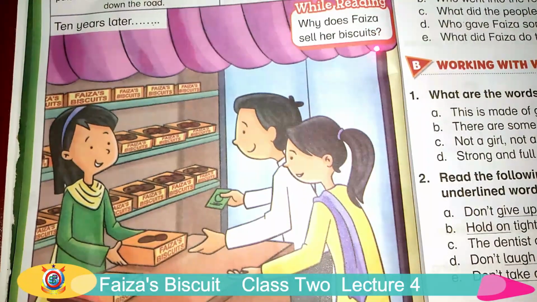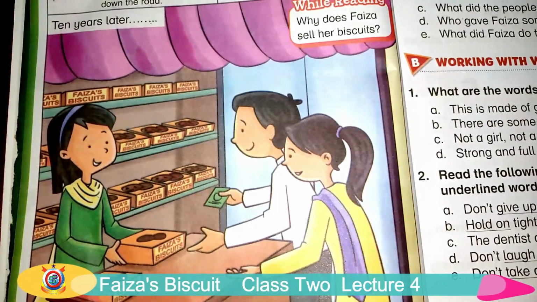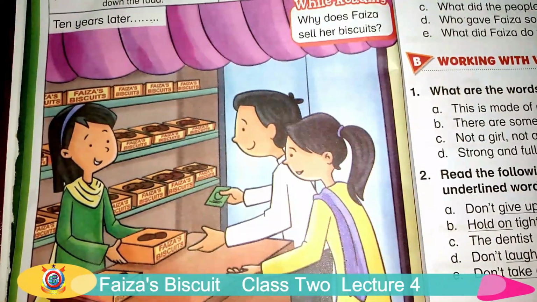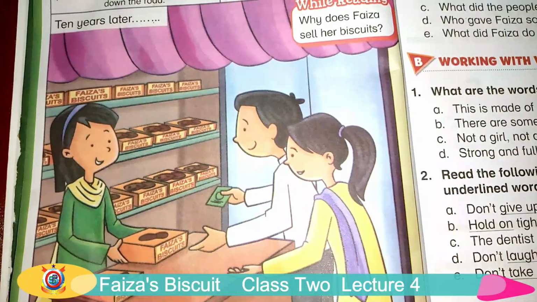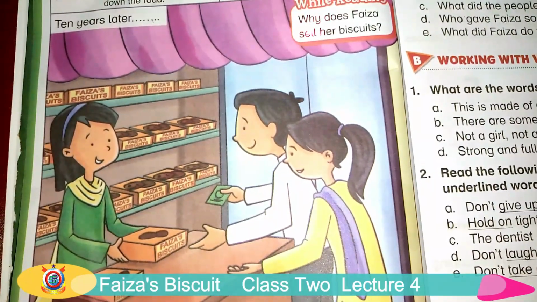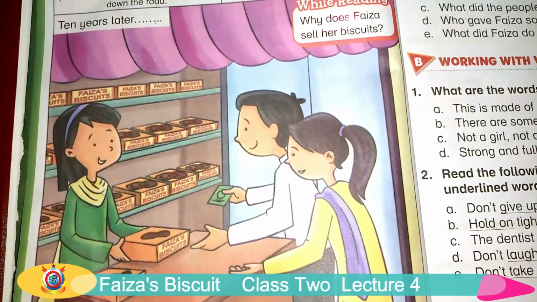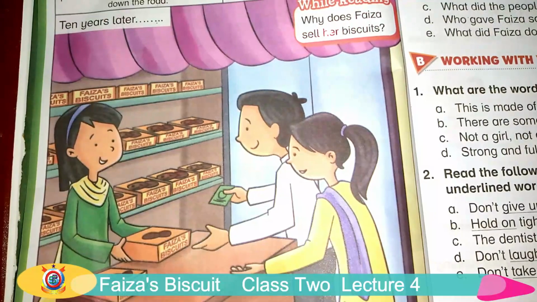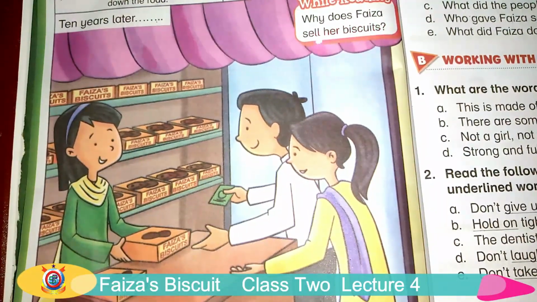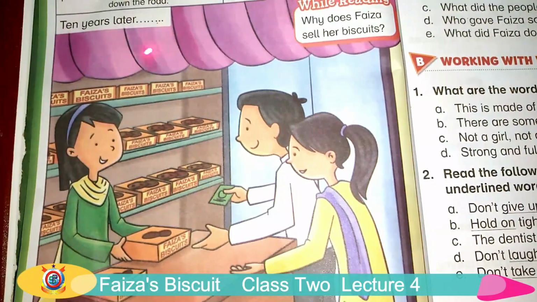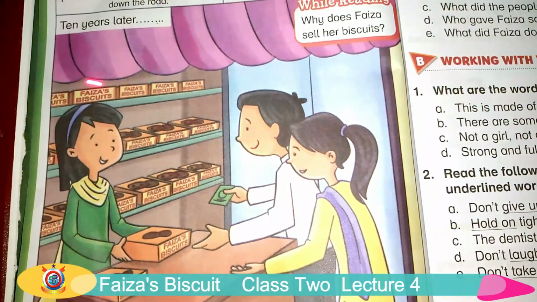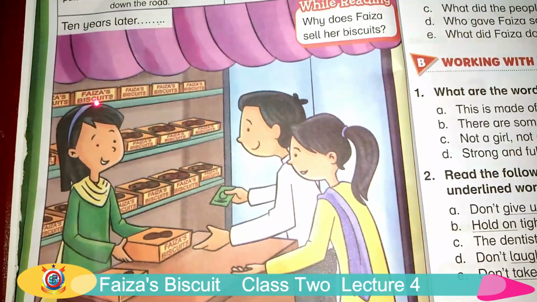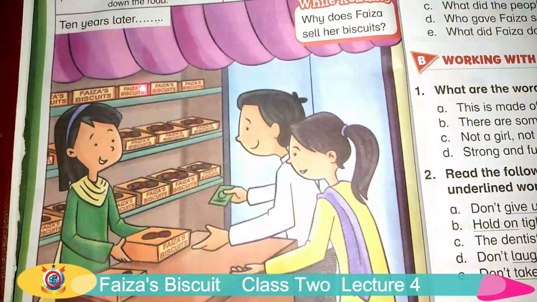Now if you remember, in the beginning of the story, they told you that Faiza was poor. She did not have money. So to get some money, Faiza sold her biscuits. After 10 years, she had her own shop of biscuits. And the name of those biscuits was Faiza's Biscuits.